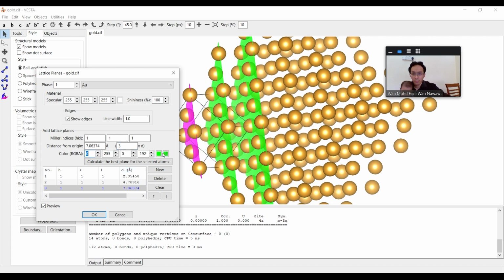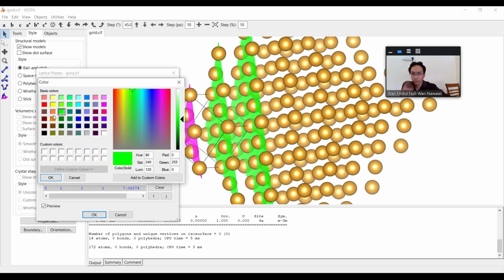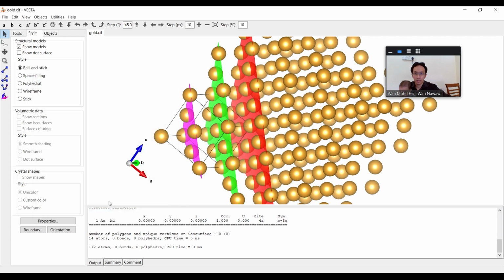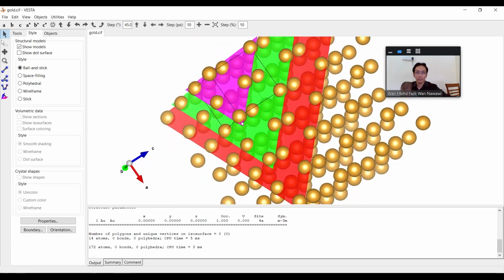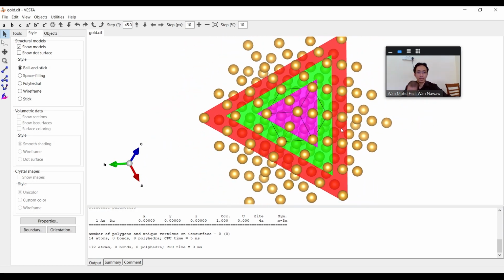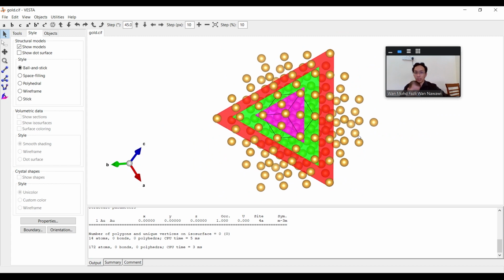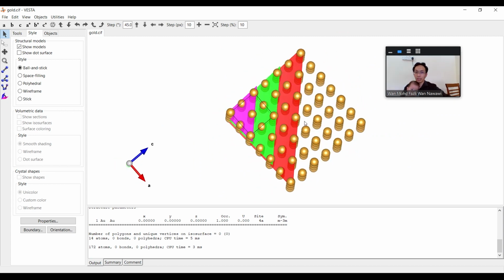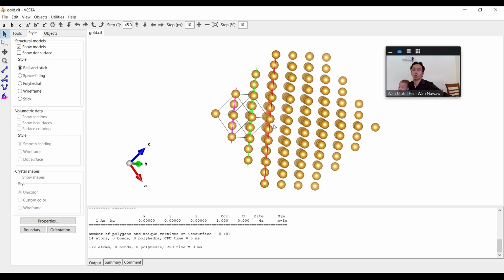Okay, so let me put the color different. Let me put in red. Okay. So you can see that there are 3 planes. All planes are 111. The pink is 111, the green is 111, and the red also 111.